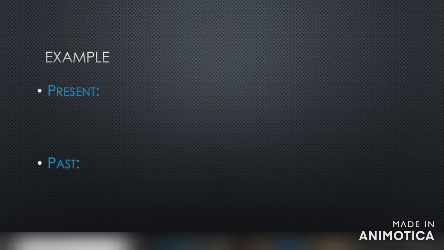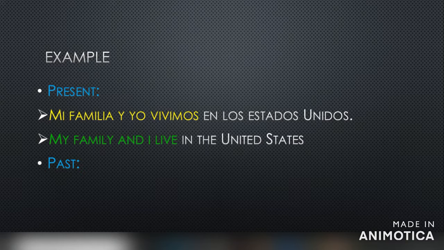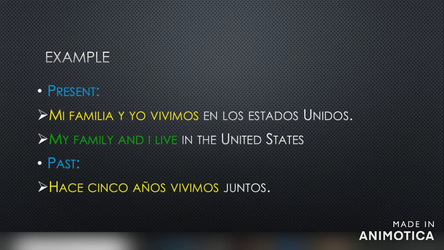Now, example. Present tense. Mi familia y yo vivimos en los Estados Unidos. My family and I live in the United States. Hace 5 años vivimos juntos. We lived together 5 years ago. So note that hace 5 años would be the context clue so that you could figure out that it's referring to the past tense.